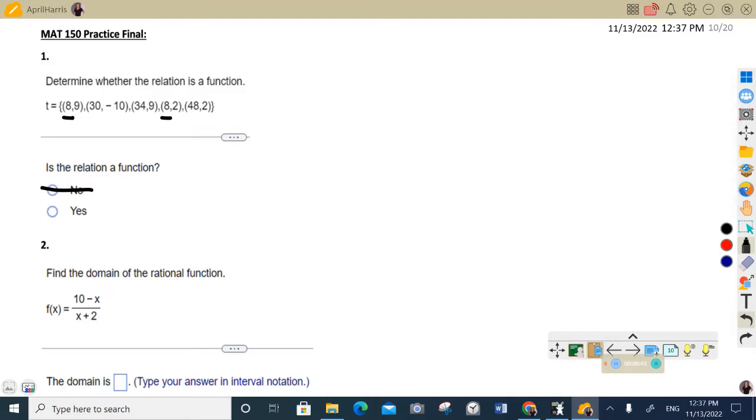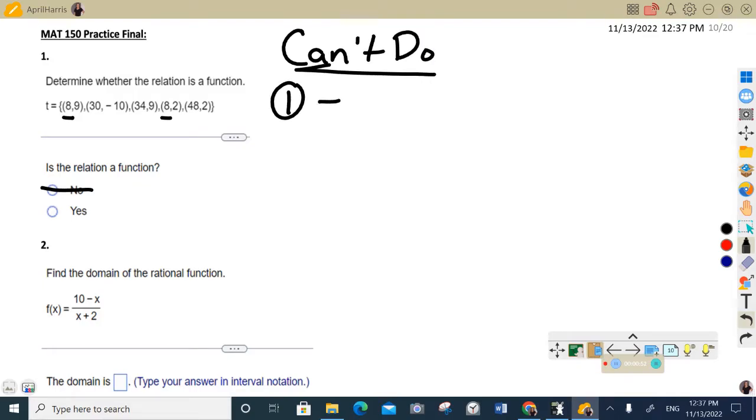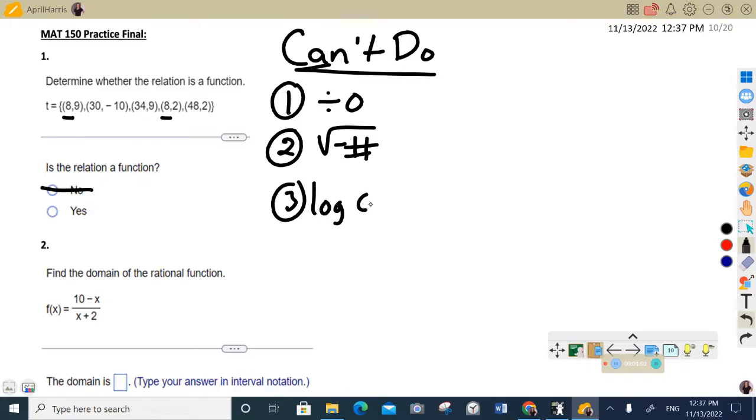So domain, remember there's 3 things we can't do in math. Number 1, you cannot divide by 0. You cannot take the square root of a negative number. If you do, it has to become imaginary. And then 3, you cannot take the log of 0 or the log of a negative number. That's undefined.